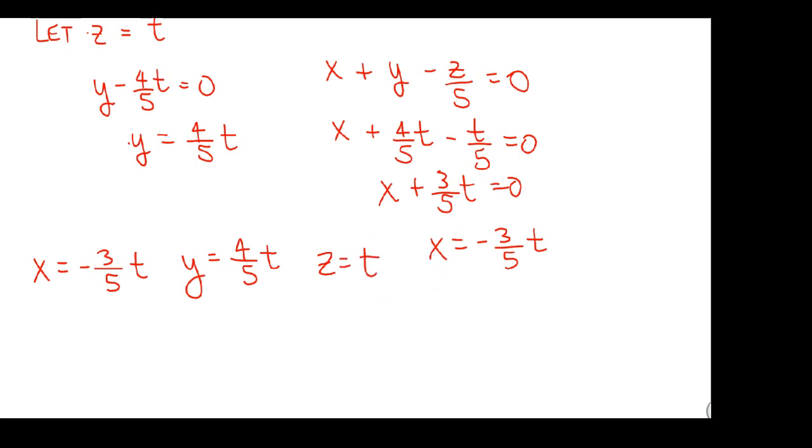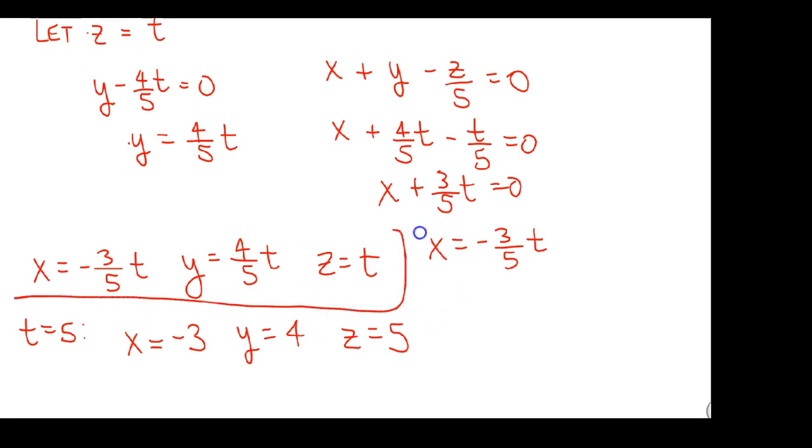To find a particular solution, you would simply need to choose something for t. For example, suppose that t is equal to 5, x would be -3/5 times 5, y would be 4/5 times 5, and z would be 5. We can choose anything for t. That's why we say there's an infinite number of solutions.